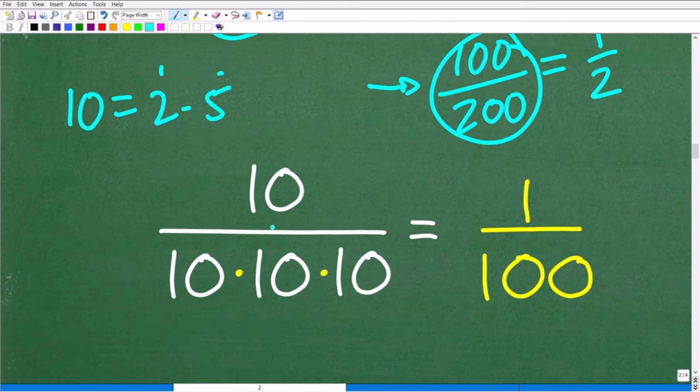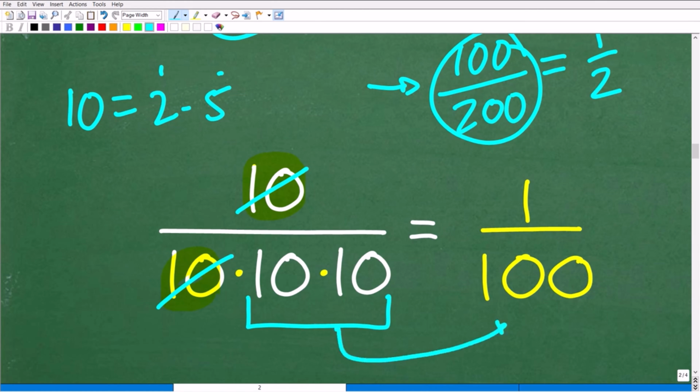So in mathematics, if you have like factors between the numerator and denominator, you could cross-cancel 1 for 1. So this 10 can take away this 10. I can cross-cancel these, and I'm left with 10 times 10, which of course is 100.